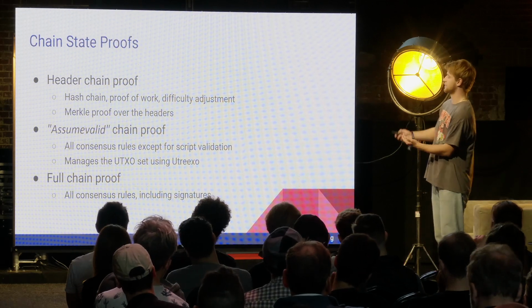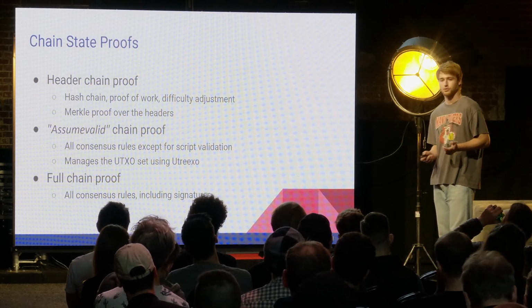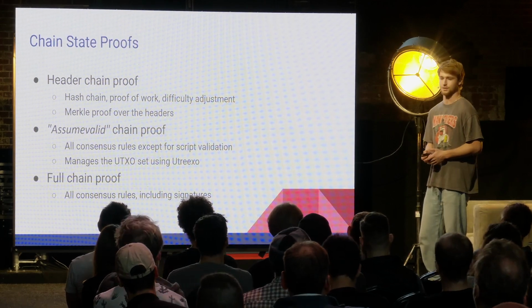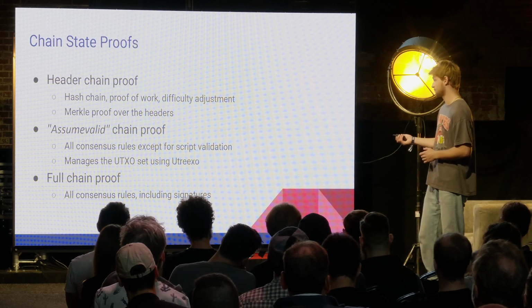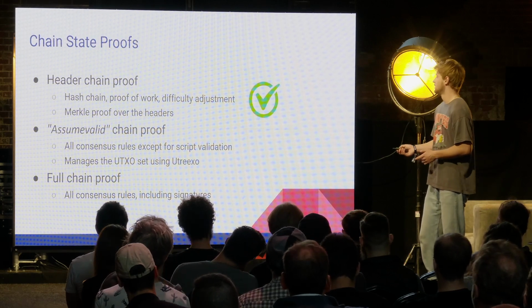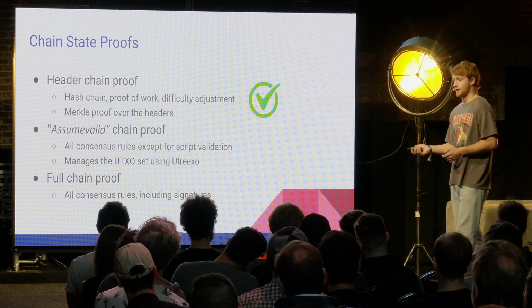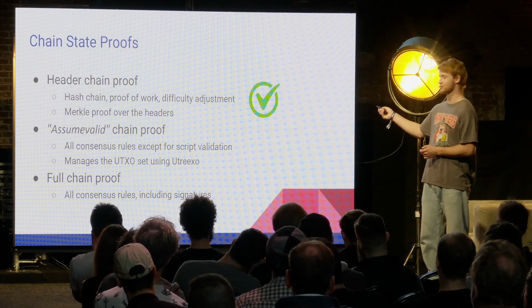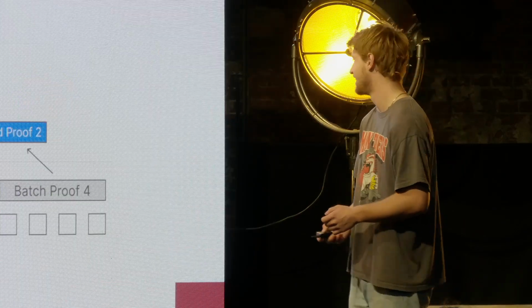And then eventually down the line, you just want to have a full chain proof that verifies all consensus rules and even the signatures, and potentially the script. So this is implemented right now. The assumed valid chain proof, as I said, is also implemented, but this proof actually exists. And let's talk a bit about how we generated it.